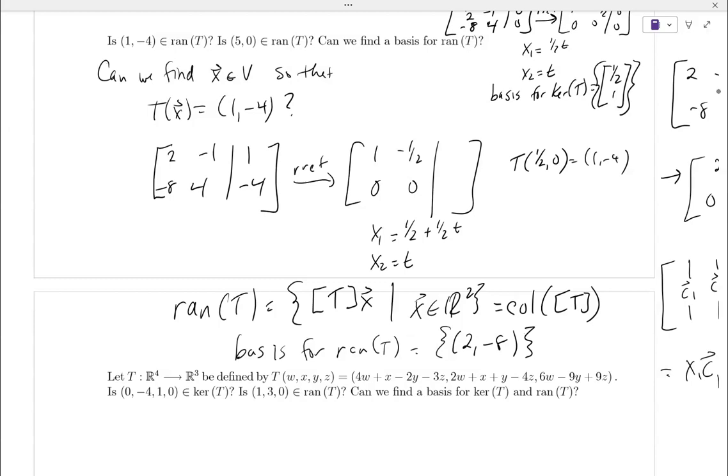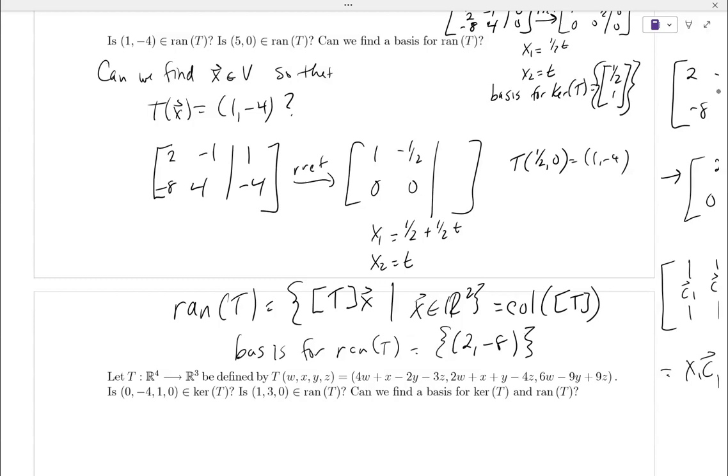So what that means is that any multiple of the 2, -8 would work. Notice that 1, -4 is exactly a multiple of that, right? If I do half of that. So anything that's a multiple of this will be in the range. But this is how you find a basis for the range. You look at the same idea that we did with the matrix. I should say this is how we find a basis for the range when we have a matrix associated with the transformation, and we can just do the basis of the column space like we always have.